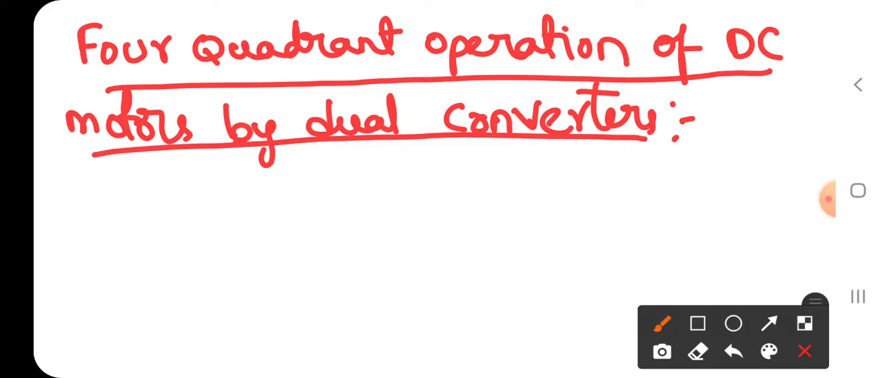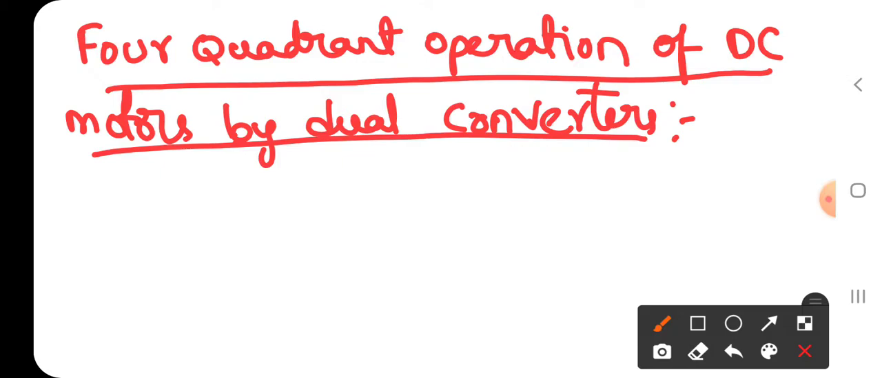Here, what do we mean by dual converter? Two fully controlled converters are connected in anti-parallel to each other across the load, and that forms the dual converter. And here the load is a DC motor. That motor may be a separately excited motor or a self excited motor.